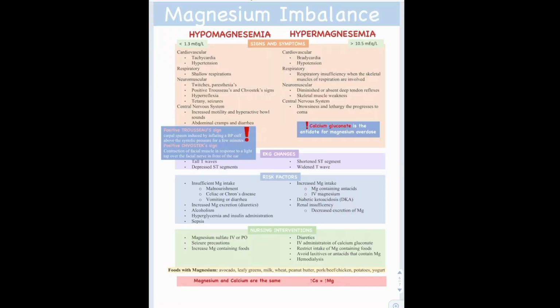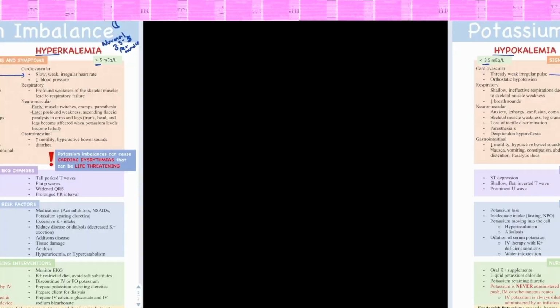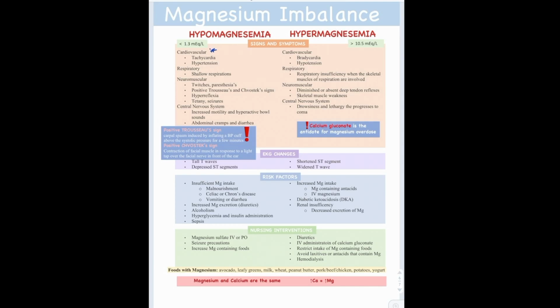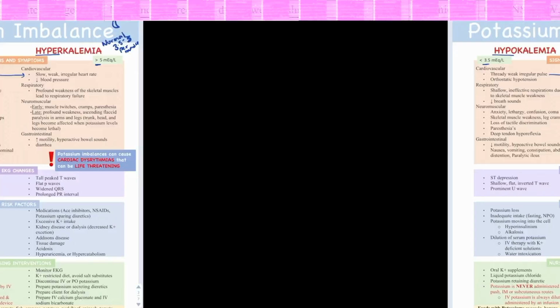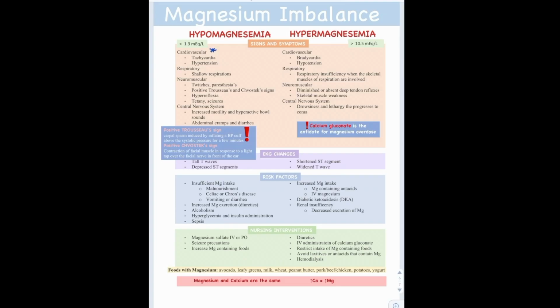So for hypomagnesemia, we look at the cardiovascular. So this is important because we have tachycardia and hypertension. When we go over to hypermagnesemia, we have bradycardia and hypotension. So they're opposites. So that's important to know. Now, if we look at respiratory, for hypomagnesemia, we have shallow respirations. And for hypermagnesemia, we have respiratory insufficiency when the skeletal muscles of respirations are involved.